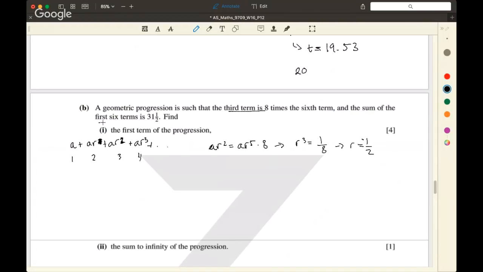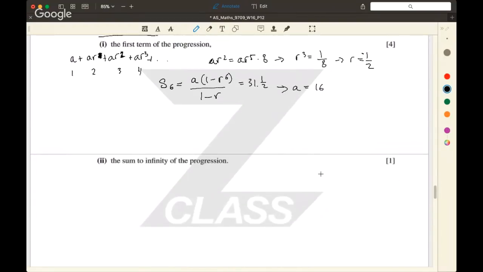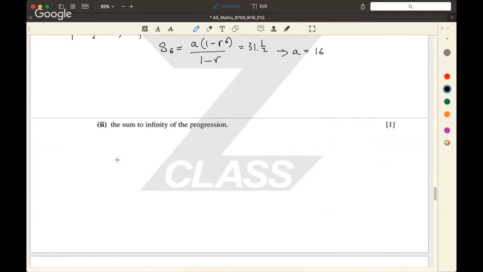And now they tell us that the sum of the first 6 terms is 31.5. So we use the formula booklet to get how to get the sum of the first 6 terms in a geometric series. And it looks like this. And this is equal to 31.5. And if you solve this, you plug in for r, you get that a is equal to 16. And now they want us to sum to infinity. So that's also in the formula booklet. You can just look that up. You know a, you know r, you can get the whole thing.